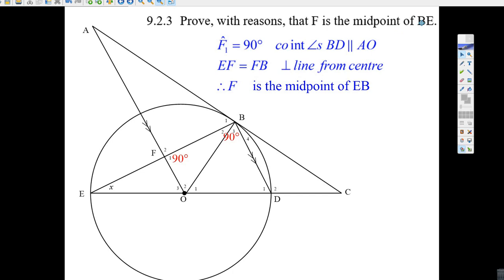9.2.3. Prove with reasons that F is the midpoint of BE. Well, I started off, I know that F1 has to be 90 degrees. We know that angle EBD is 90 degrees. These are parallel lines, so co-interior angles gives me that F1 is 90 degrees. But that would make this a perpendicular line going through to the center. And we know what perpendicular lines to the center do. They bisect the chord. They make EF and BF equal, a perpendicular line from the center. Well, that would make F the midpoint of EB, what we were supposed to show. If EF equals FB, F is the midpoint of EB.